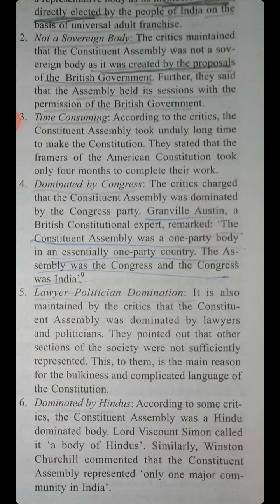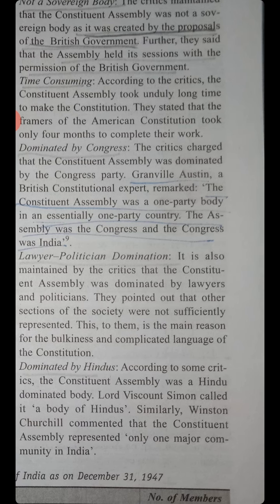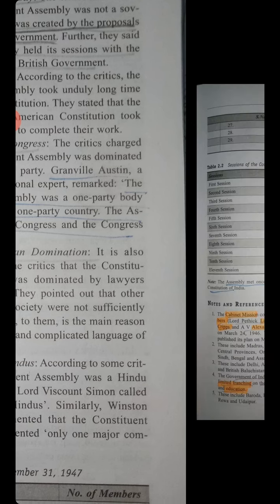Granville Austin, a British constitutional expert, remarked, "The Constituent Assembly was a one-party body in an essentially one-party country. The Assembly was Congress and the Congress was India." Fifth, lawyer-politician domination. Sixth, dominated by Hindus. Note: the Assembly met once again on January 24, 1950, when the members appended their signatures to the Constitution of India.